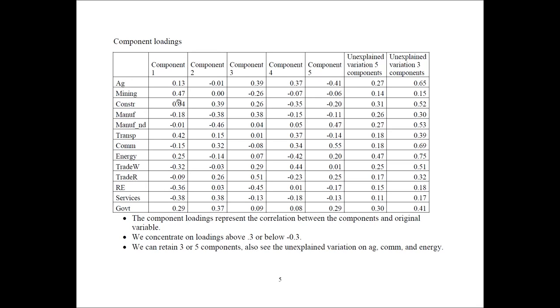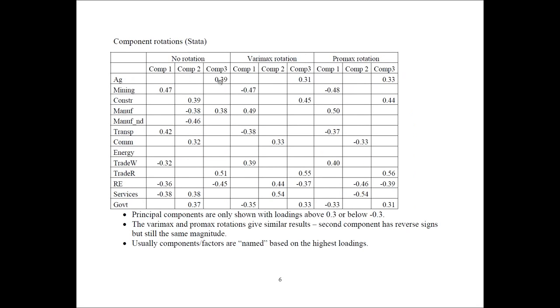Another way in which we could simplify that table is just to show those components that have loadings above 0.3 or below minus 0.3, and the rest we can leave blank. Okay, so that would be easier to interpret. So this is what I'm going to do on the next table. I'm just not going to show those that have loadings less than 0.3. Okay, so these are the first 3 components.